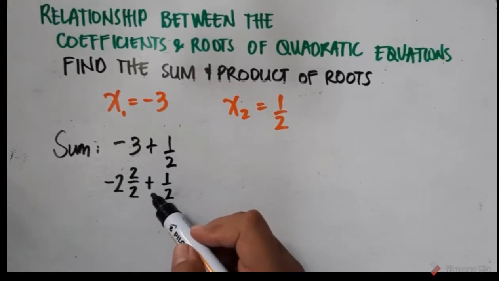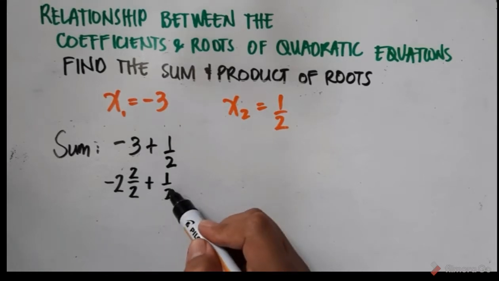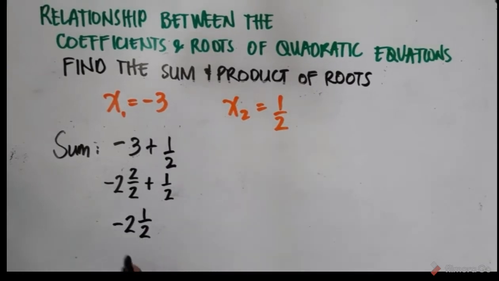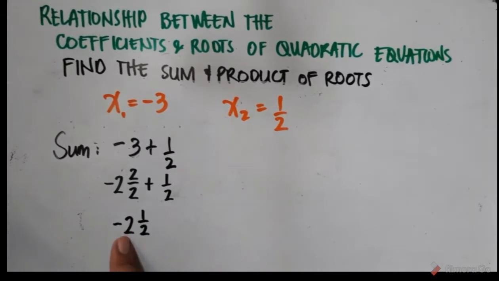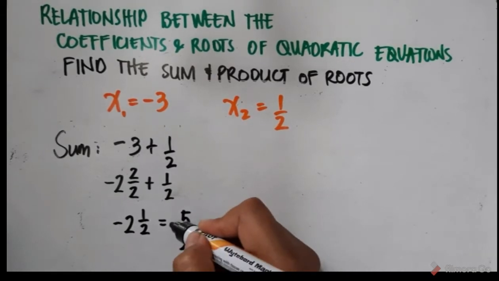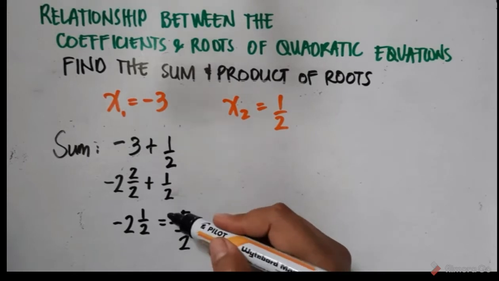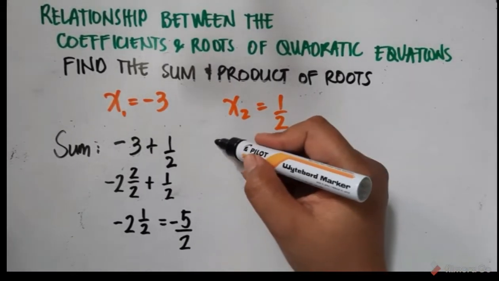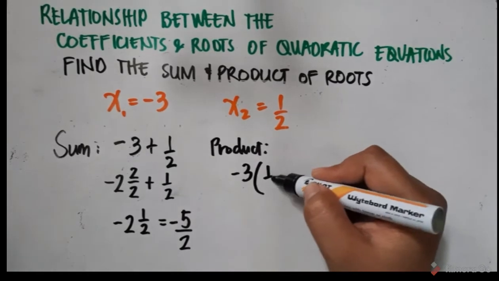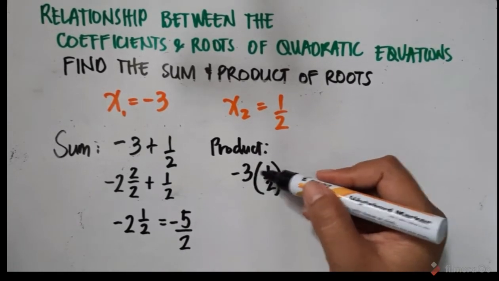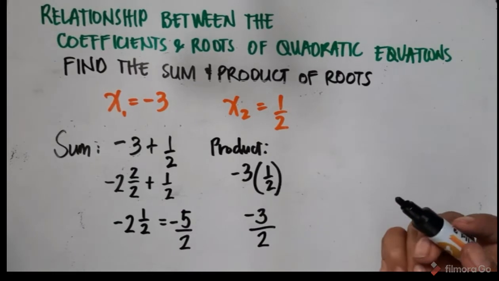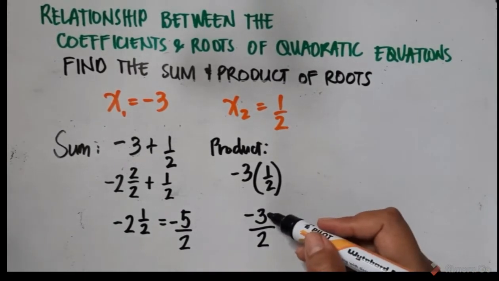Plus, or since they have different signs, we subtract. 2 minus 1 is 1 over 2. Copy the whole number, negative 2. So negative 2 times 2, 4, plus 1 is equal to 5 over 2. Don't forget the sign. So this is our sum of the roots. And for the product of the roots, we have negative 3 times 1/2. Numerator times numerator: negative 3 times 1 is negative 3. Denominator, that's 1 times 2, so that's 2. So our product of the roots is negative 3/2.